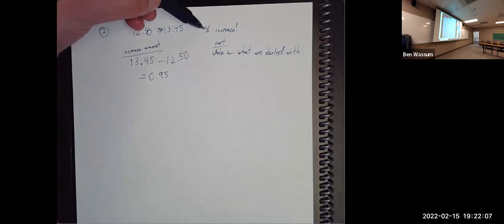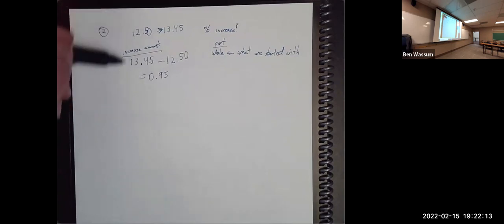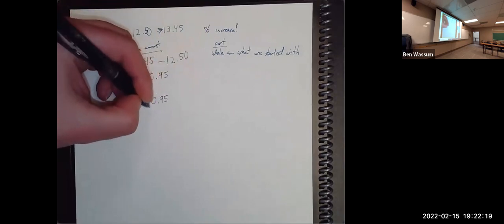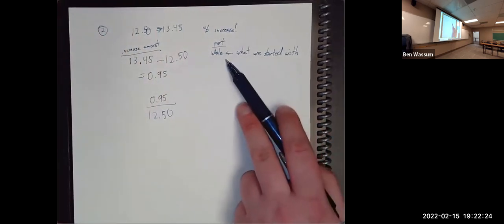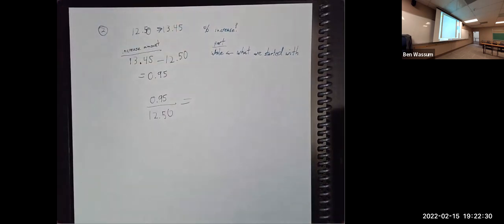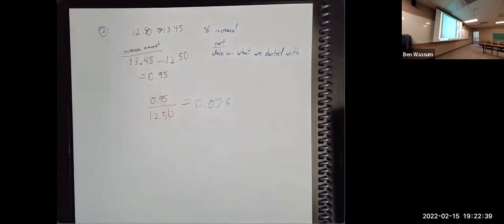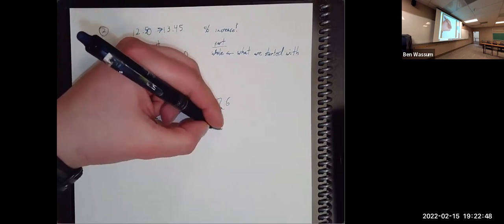So, okay, well, we need to figure out what the percentage was. So what percentage is 95 cents out of that 1250? Well, easy. We just figure out what 0.95 is out of our 1250. The part divided by the whole. All right. So we're figuring out what percentage 95 cents is of 1250. And I get 0.076. If I move that decimal point over 2, I get 7.6%.